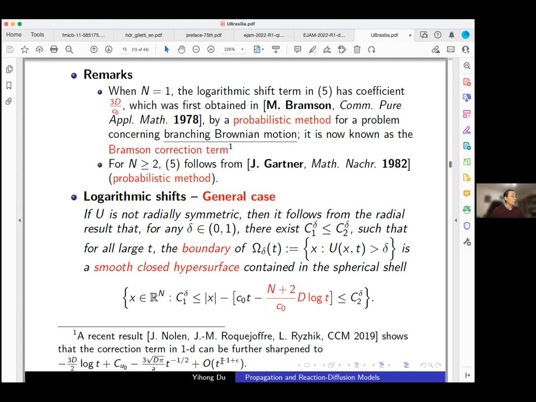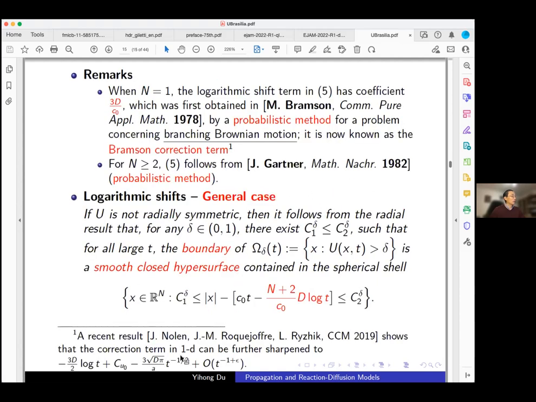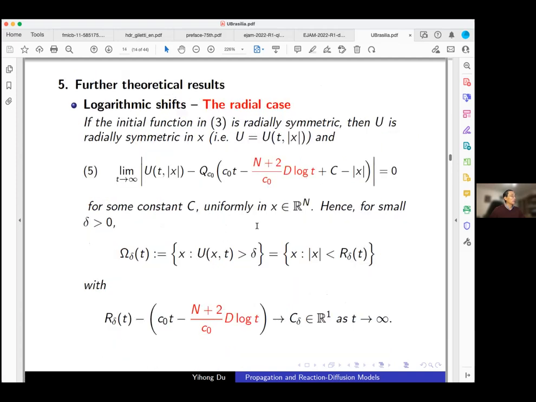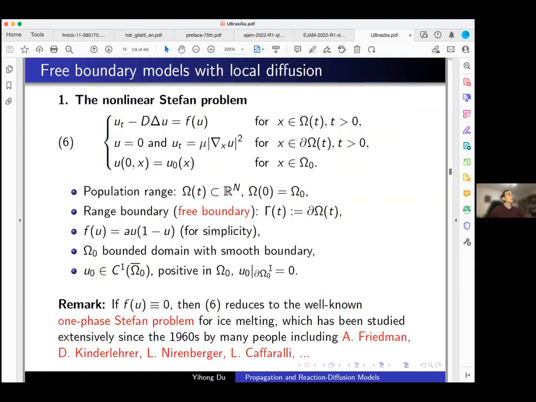And then now there are much sharper results for this extension. For example, this recent result shows that instead of this one, you can expand more. So you find the perturbation term is this. That's in one space dimension, a constant term, and you have a small order term. When t goes to infinity, the term goes to 0. So very accurate estimate. Anyway, now let's move to this free boundary model.